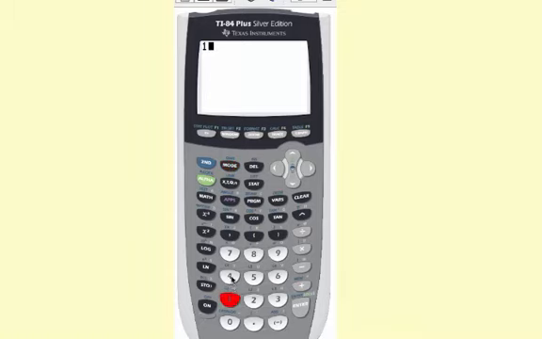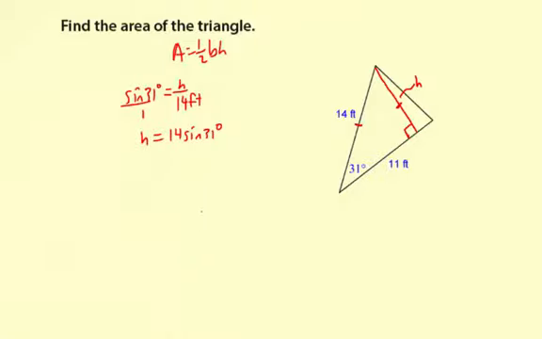Now I want to figure 14 times sine of 31 degrees. And that's how you enter it in. So 7.21, I'm just going to call it 7.2. So H equals 7.2 feet.